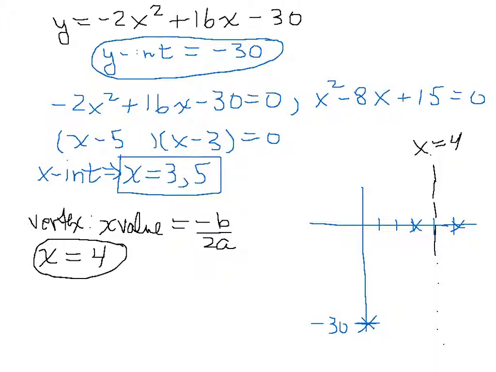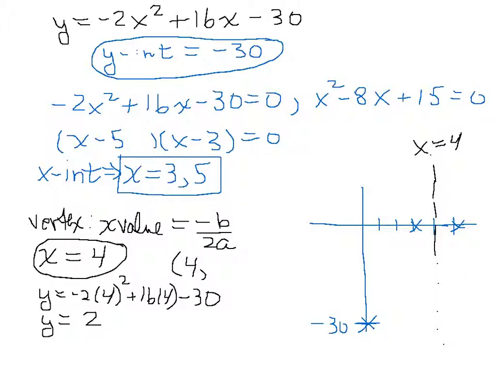So now we have to find the y value, and to find the y value we simply put x equals 4 in for x. And so what we get is y is equal to minus 2 times 4 squared plus 16 times 4 minus 30. So the y value of the vertex is going to equal 2. So the vertex then is 4, 2. And so here we are at 4. Let's go back to blue. 1, 2. So there's my vertex, and there's my graph.